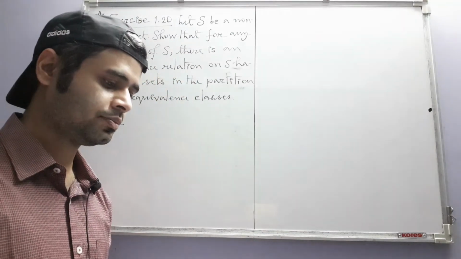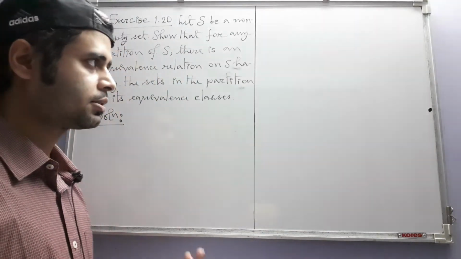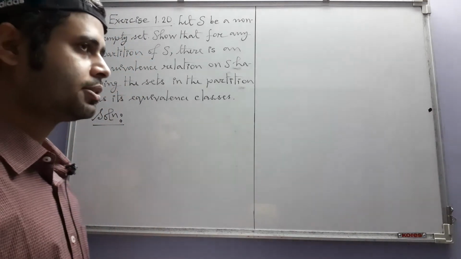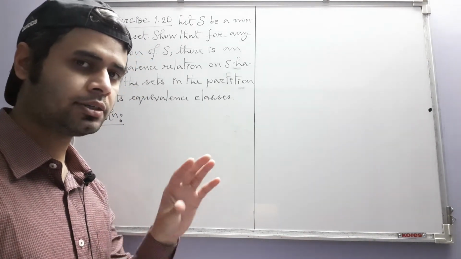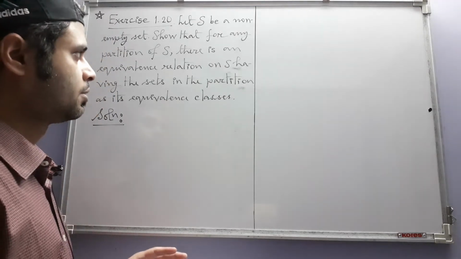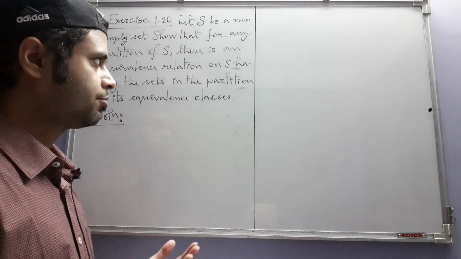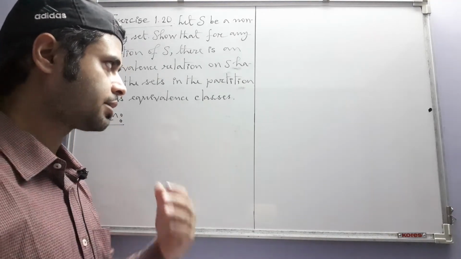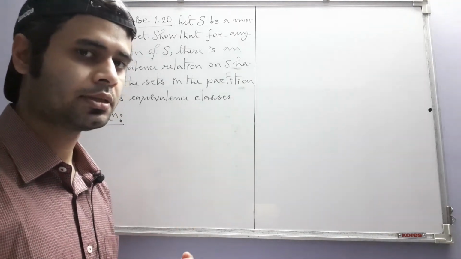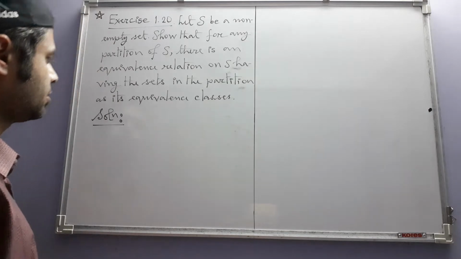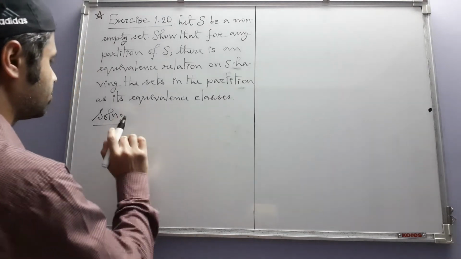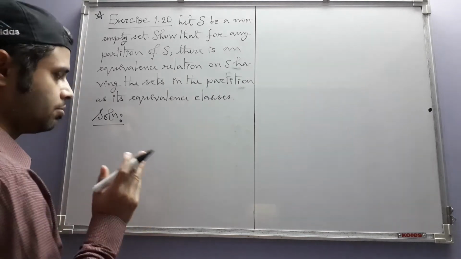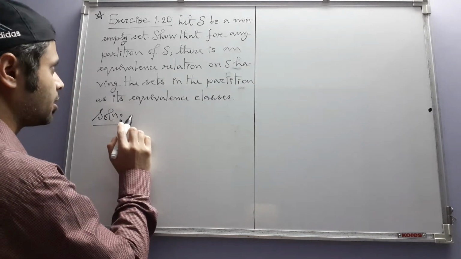Exercise 20. So we discussed the exercise in the previous video also. We are given a non-empty set S and a partition on S. Using this, we have to define some equivalence relation on S whose equivalence classes are precisely the sets in the partition. So let's see how that can be done. So the set is already given to us. We will now have to consider a partition.